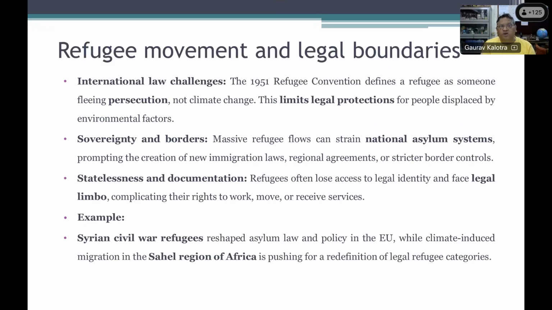Then there is refugee movement and legal boundaries. International law challenges. The 1951 Refugee Convention defines a refugee as someone fleeing persecution, not climate change.